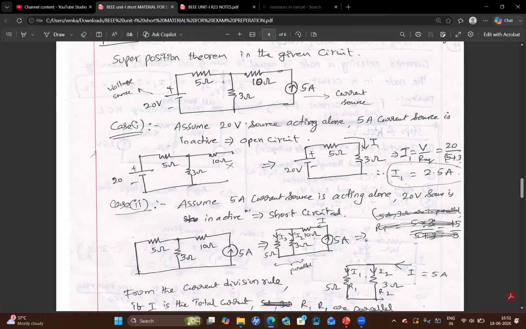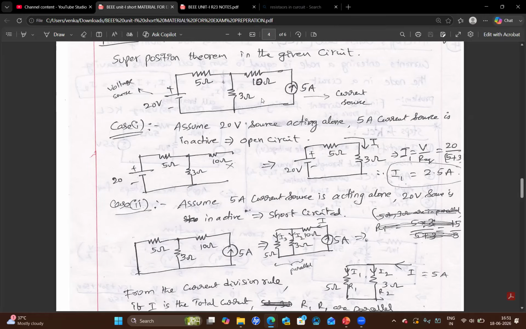Our task is to calculate the current through the 3 ohm resistor. Because these two are in series, whatever current flows through the 5 ohm, the same current flows through the 3 ohm. So simply calculate the total current in the circuit. Total current is equal to V by total resistance. V means 20 volts. Total resistance, because these two are in series, is 5 plus 3. So 20 by 8, that is 2.5 amperes. This is the current flowing through the 3 ohm resistor in case 1. Let us say that is I1.